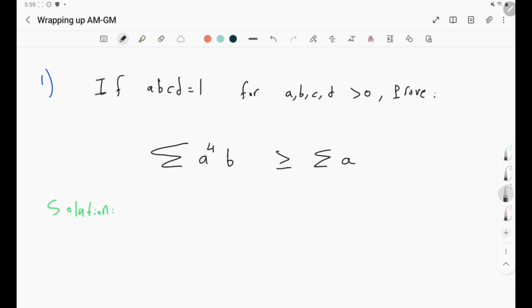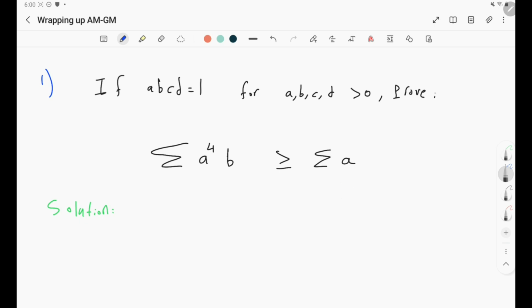So if you remember, in our previous lesson we discussed a very important idea, which was the homogenization idea. So how can we get rid of conditions? By simply homogenizing the inequality. So let's take a look at our inequality right here. Is it homogeneous? What is the degree of the left hand side? Simple, the degree is 5. All the terms have degree 5. On the other hand, the RHS, all the terms have degree 1.